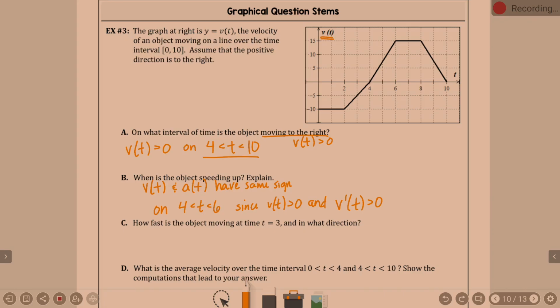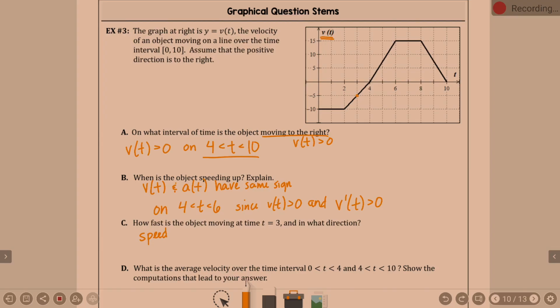Okay? So that's just saying that velocity and the slope of velocity are positive. How fast is the object moving at time t equal 3, and in what direction? Oh, it's -5 to the left. We don't have units. So it's moving in what direction? But how fast is it moving? 5. So even though, yes, at 3 the point is -5, but remember how fast is asking speed.